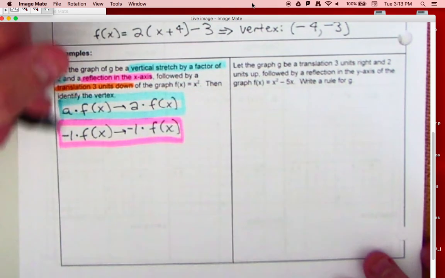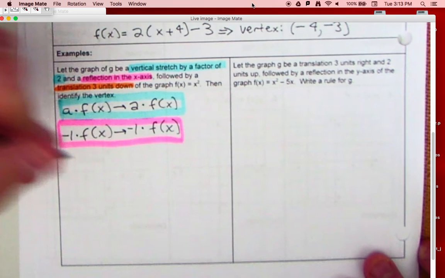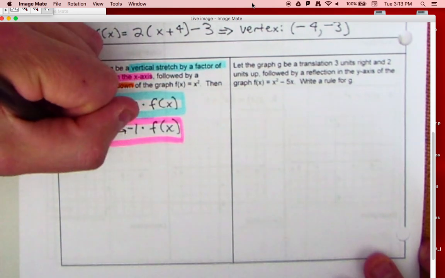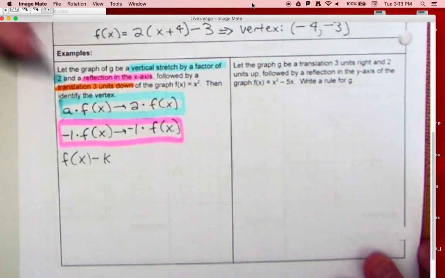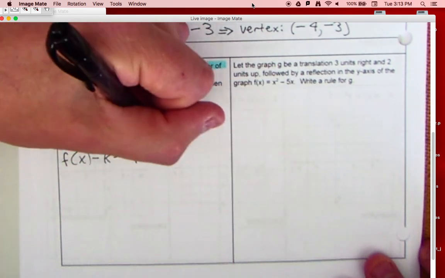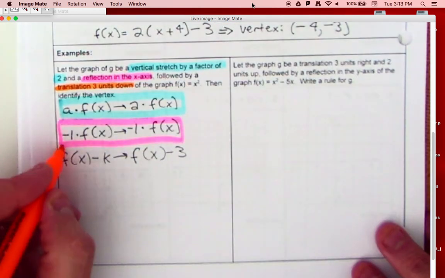All right, last thing, translation 3 units down. So what does that mean? That means we take our function and we subtract k. In this case, we're going to subtract 3. And that is our orange.